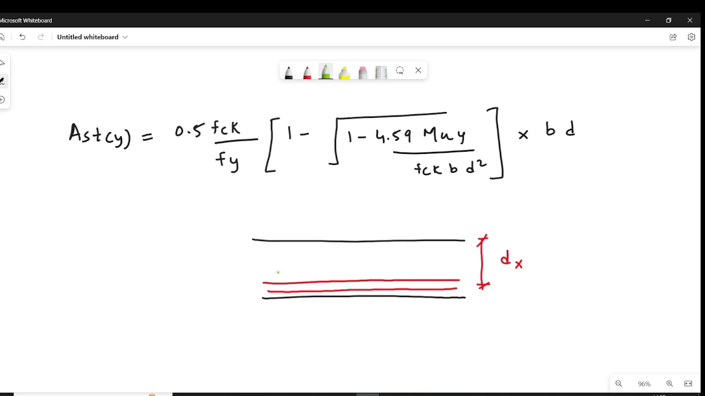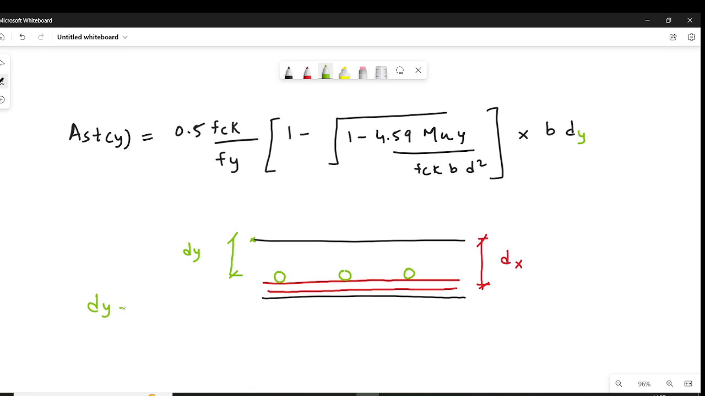But in the y direction, you have reinforcement here. So the effective depth in the y direction will be the distance from this point to the center of this reinforcement. Okay, so dy. Here we have to take the effective depth in the y direction. So how to find it?